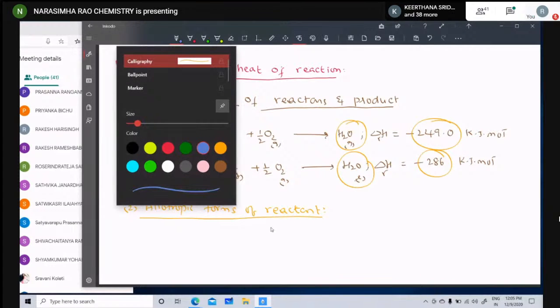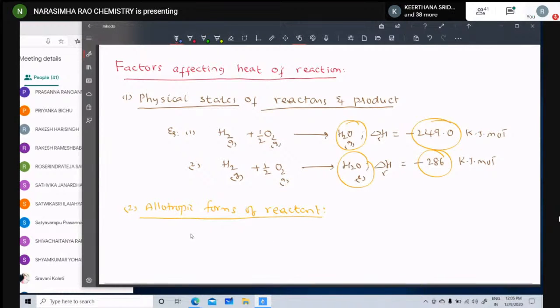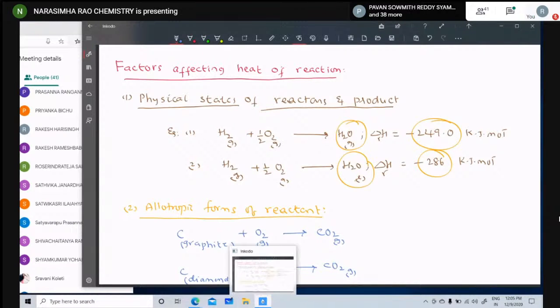Now I am taking like this. For the example, I am taking graphite. So carbon is in two different forms. One is graphite. The second one is carbon in diamond form. Two different allotropic forms of carbon. Both combine with oxygen to form carbon dioxide, CO2 gaseous. Combines with oxygen gaseous to form carbon dioxide gaseous. Okay, children, observe this one.